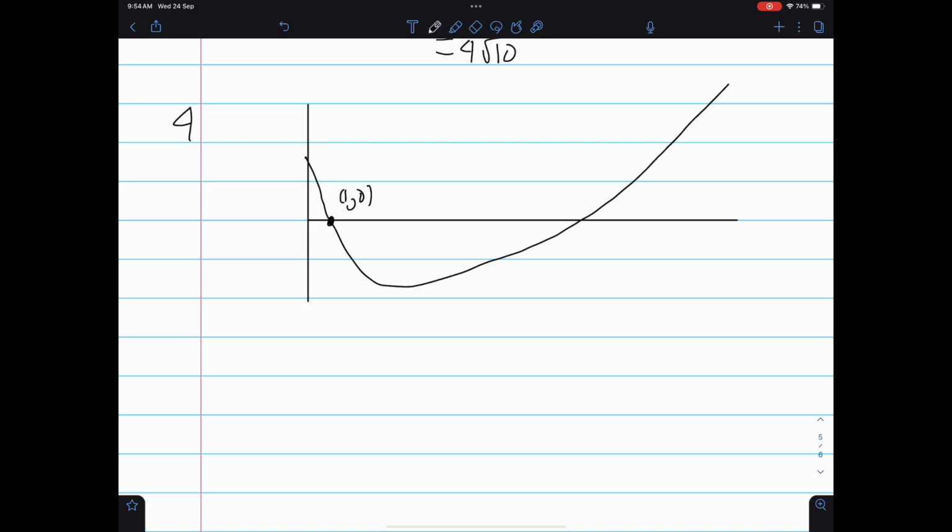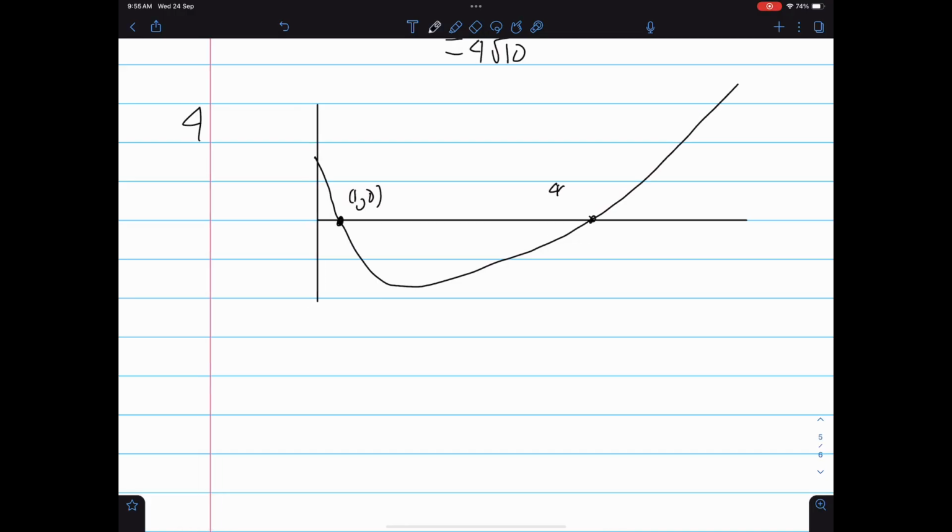This point is (1, 0). This point is (49/4, 0). And this part here is (0, 7). And this is the curve a x plus b root x plus c. And so we need to just determine what a is, and what b is, and what c is.